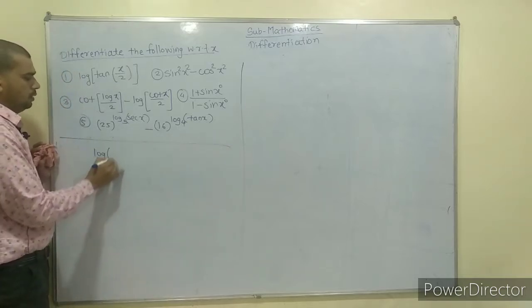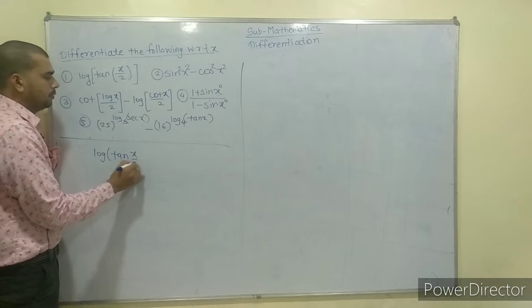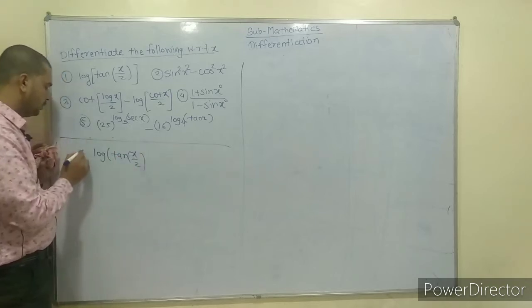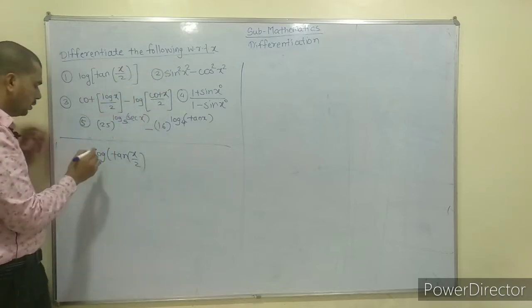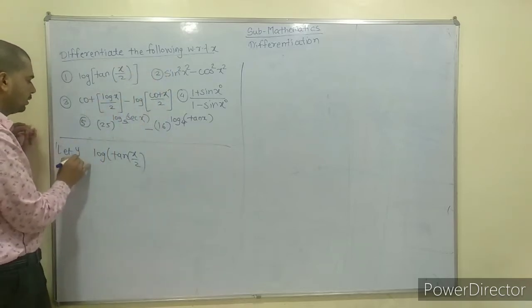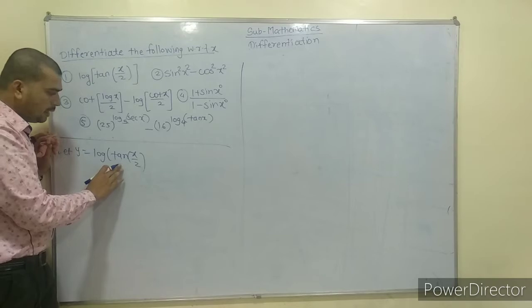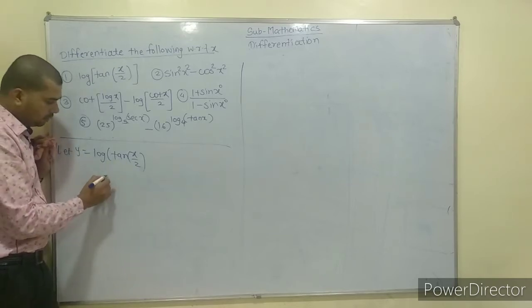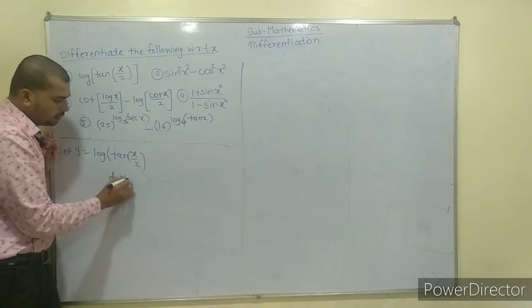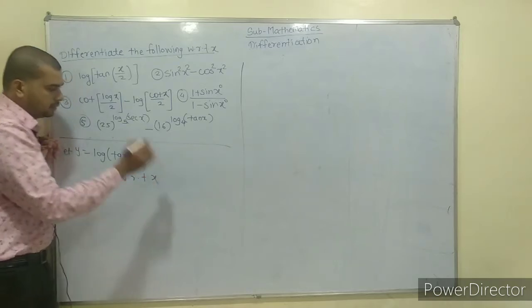log of tan x by 2. We have to differentiate this function with respect to x. We let y equal to log tan x by 2. आपण त्याला नाव दिलं log of tan x by 2. Then we differentiate it with respect to x.